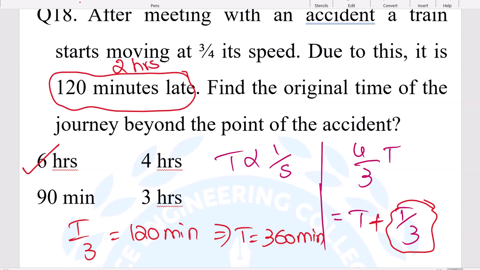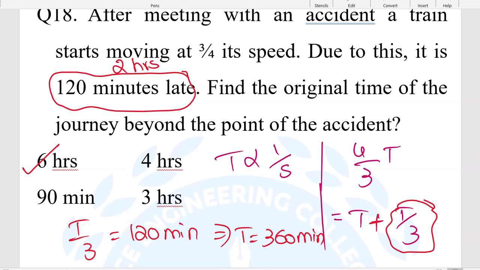T by 3 equal to 2, 3 into 2, 6 hours. T is the original time taken. Some people are still worrying about what is happening here. We want only that equation model. Okay, we'll go to that method also. This is what we are calling a shortcut or some analysis.